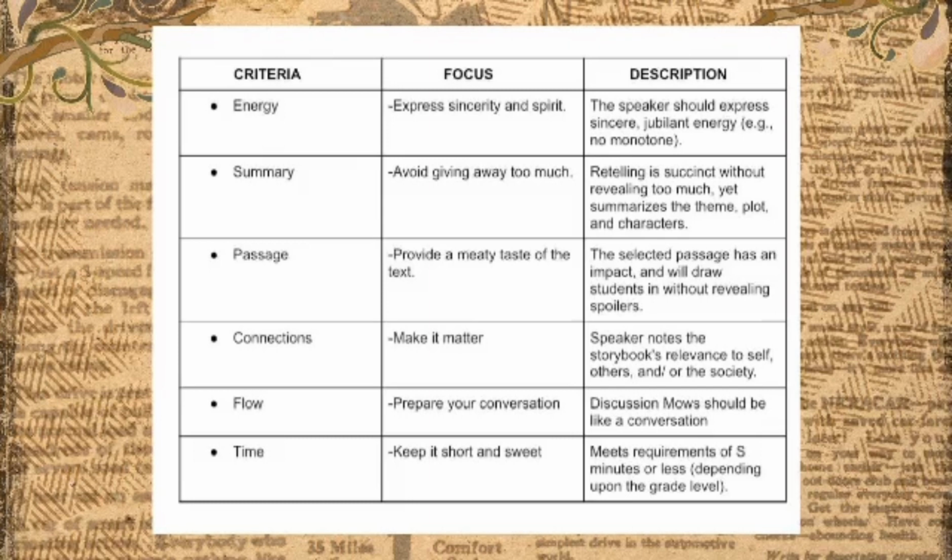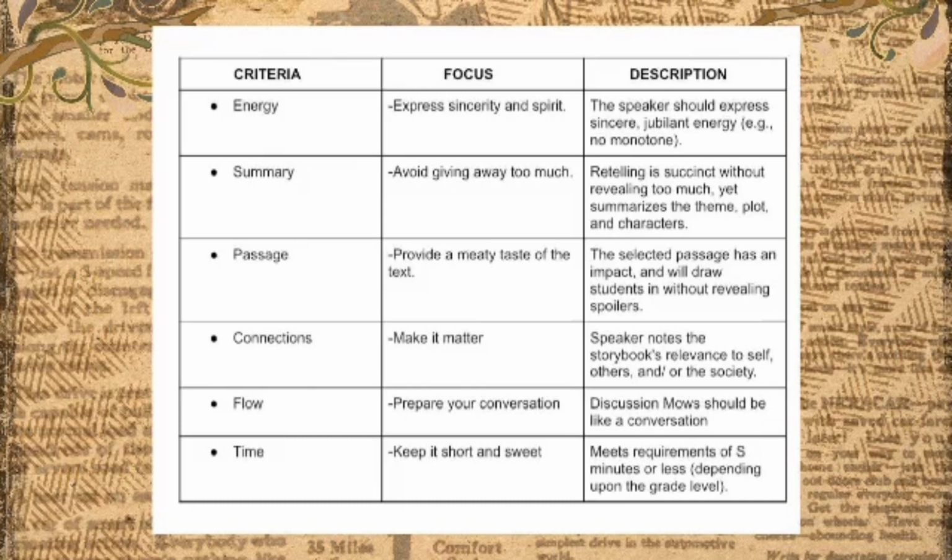Its focus is to avoid giving away too much. So in the description, the retelling is succinct without revealing too much, yet summarizes the theme, plot, and the characters. When we say succinct, it is briefly and clearly expressed. So the summary should be clearly and briefly expressed, without giving away too much information, but it summarizes the theme, plot, and the characters.